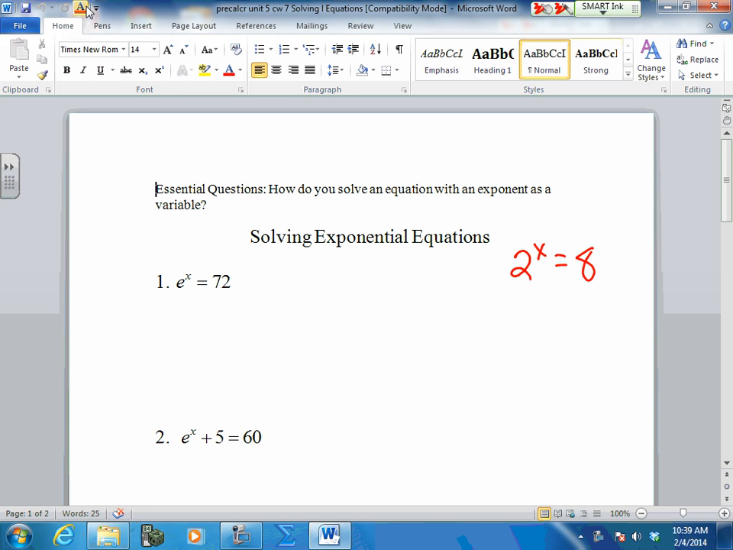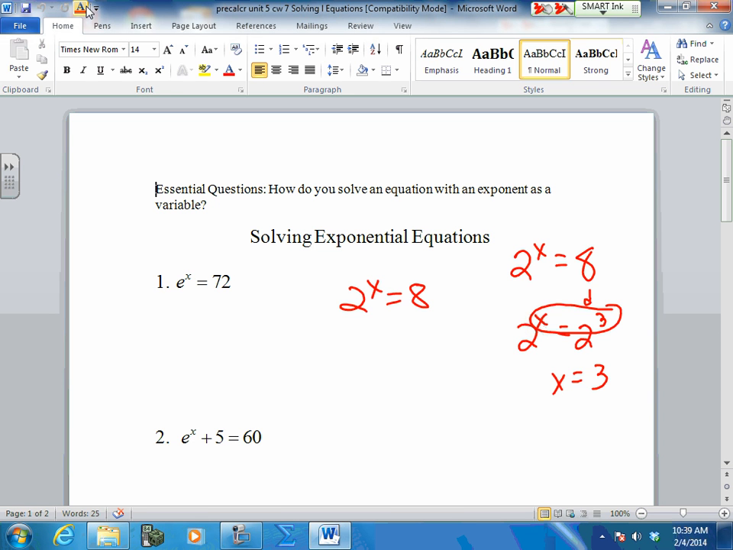I heard common base. Can I drop 8 to a base of 2? Yeah. 2 to the third. So when the bases are equal, then the exponents are equal. Okay. I also heard someone say we can put it in log form.